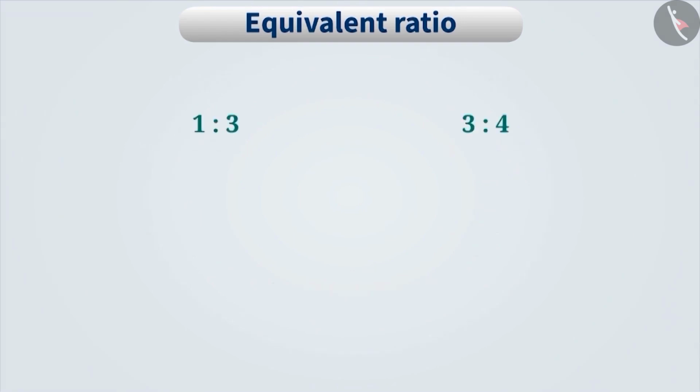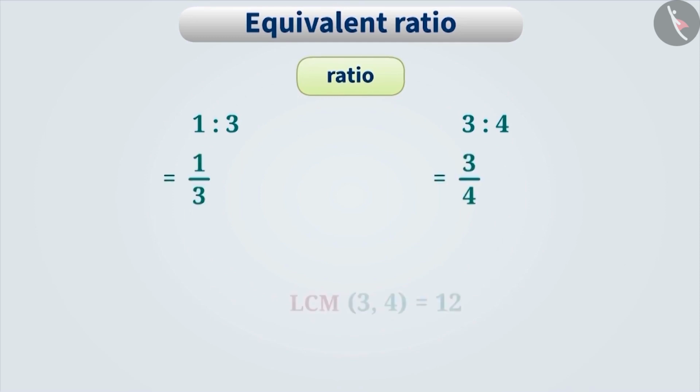Now let's compare 1 is to 3 and 3 is to 4. First, express it in terms of fractions, like the LCM of denominators 3 and 4 is 12. So make the denominators of both the fractions 12.